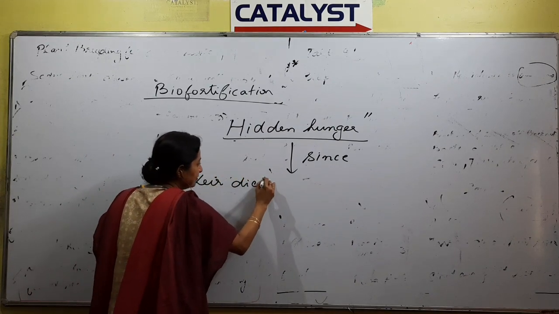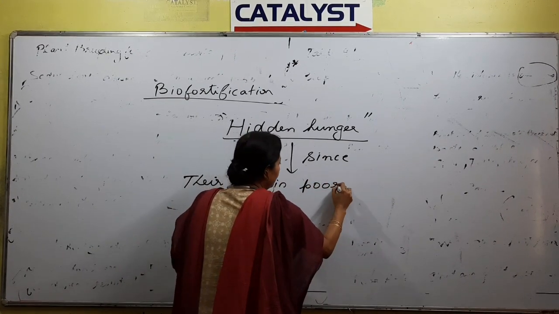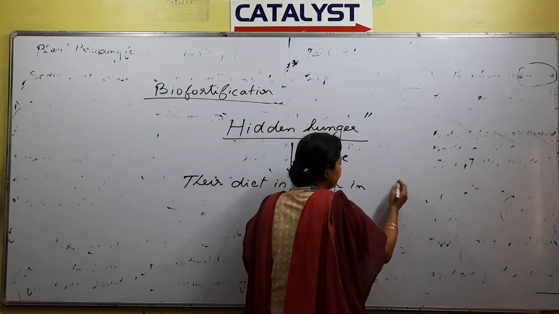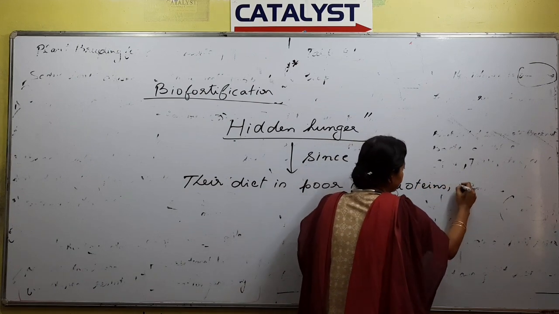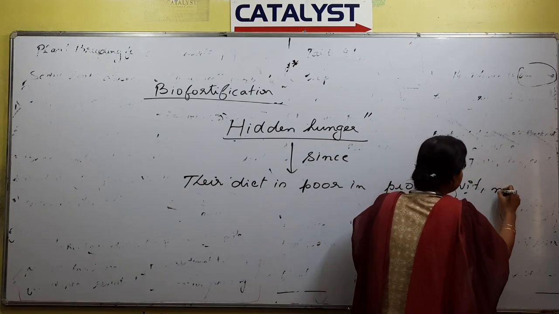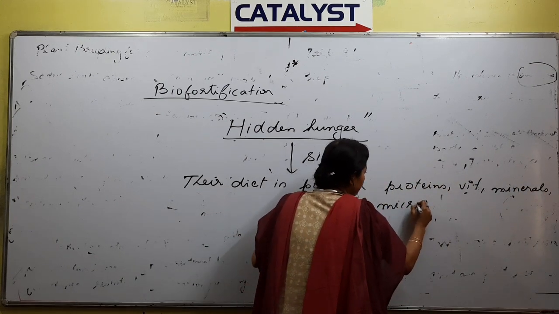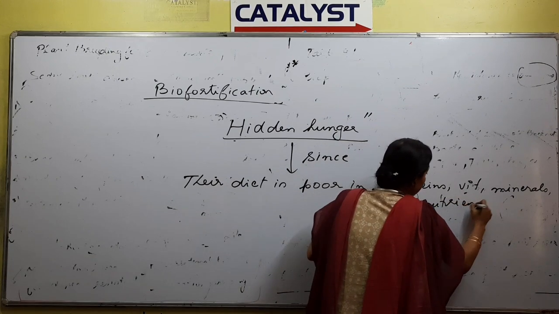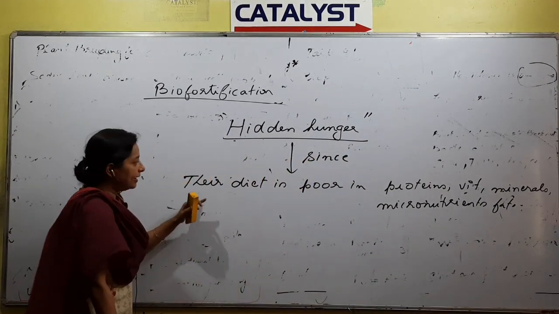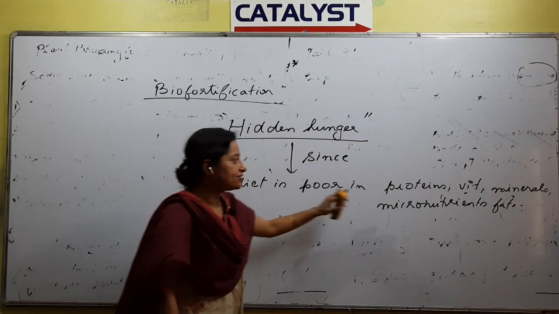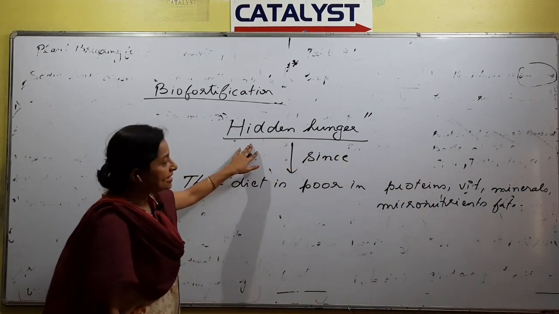Why? Since their diet is poor in essential nutrients like proteins, vitamins, minerals, micronutrients and fats. So no doubt they are having the food, but the food is lesser in quality, and so at that time we have something called hidden hunger.